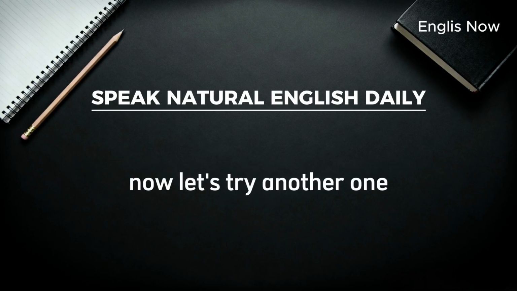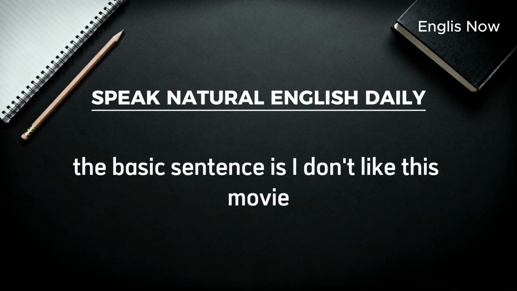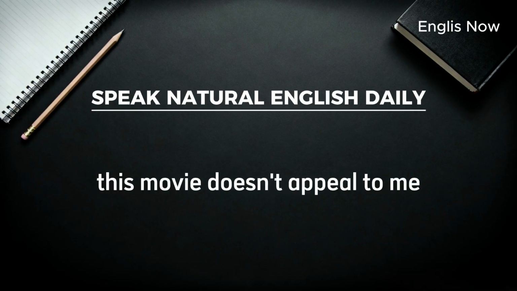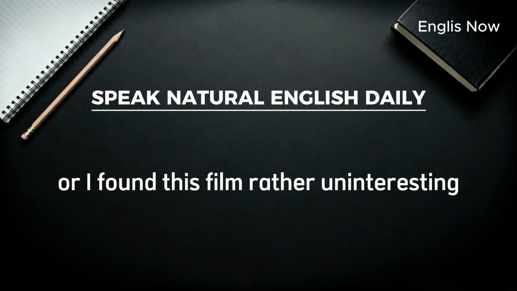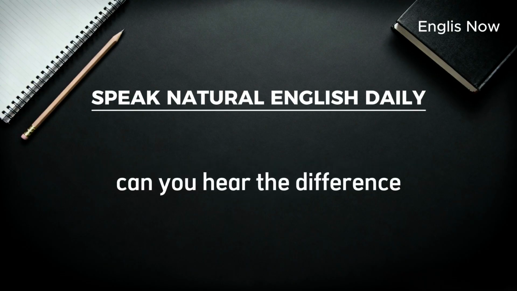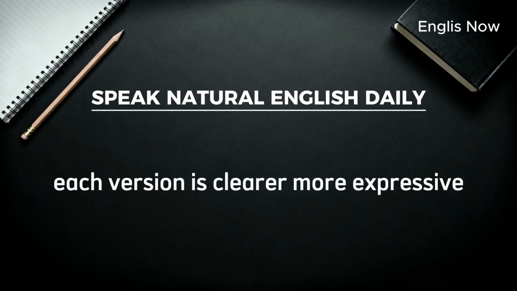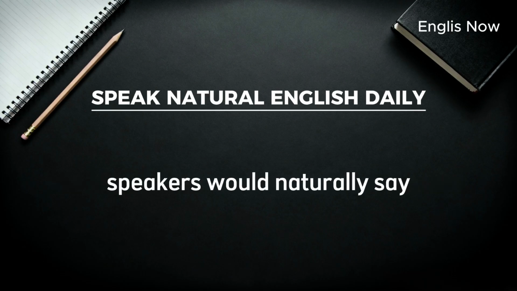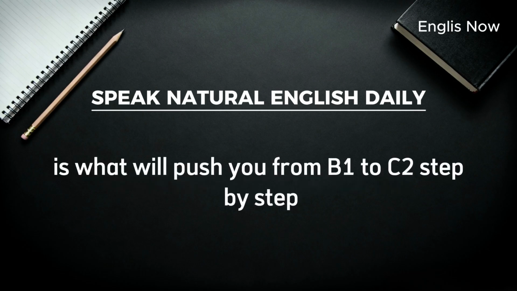Now let's try another one. The basic sentence is, "I don't like this movie." At the C2 level, you might say, "This movie doesn't appeal to me," or "I found this film rather uninteresting," or "The storyline failed to capture my attention." Can you hear the difference? Each version is clearer, more expressive, and closer to what advanced speakers would naturally say. This kind of practice is what will push you from B1 to C2, step by step.